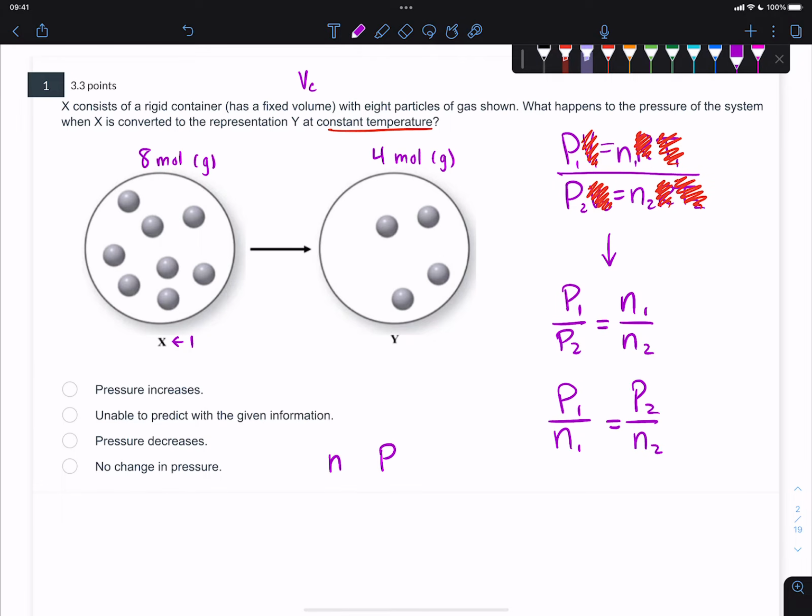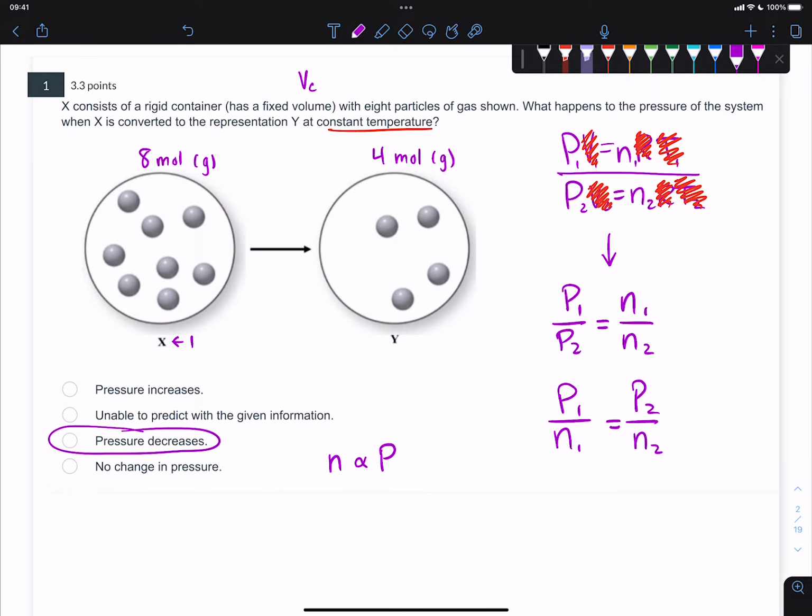Pressure and moles of gas are directly proportional, which means that when the moles of gas goes from 8 to 4, it gets cut in half, then the pressure will also go from 8 to 4. And that means that the pressure is going to decrease because 4 is less than 8, so there's going to be a decrease in pressure. And that's why this is your answer.